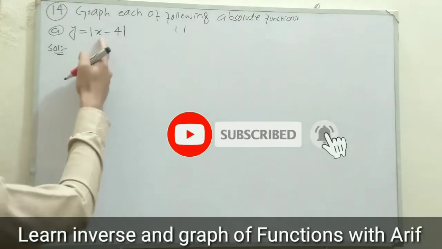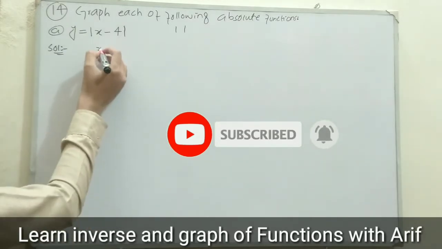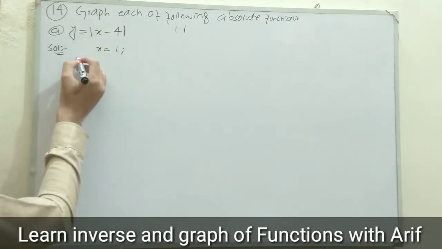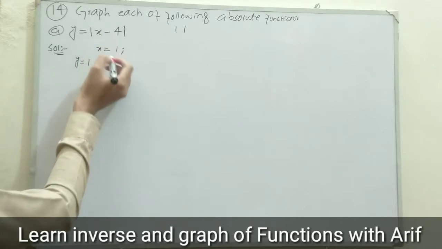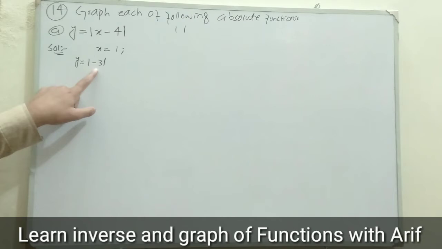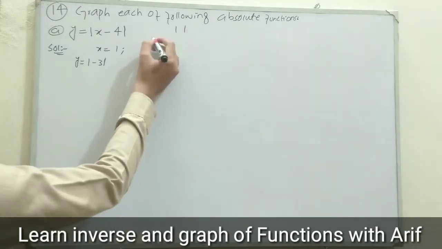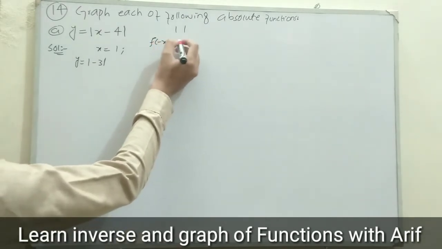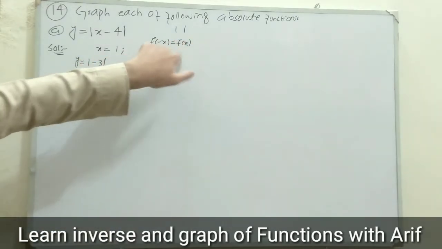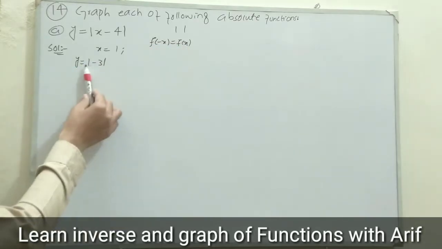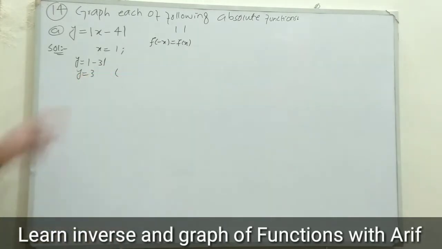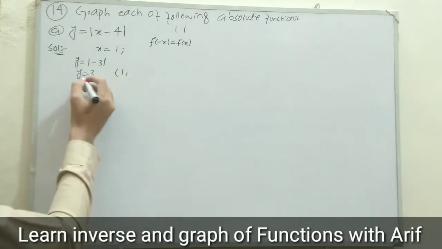Let's assume x is equal to 1. So by putting x is equal to 1 in the equation of this function, it becomes y is equal to the absolute of 1 - 4, which gives us -3. Remember, absolute is an even function. The even function is defined like that: f of -x will be equal to f of x. So it will be equal to the original function because the absolute function is an even function. So y is equal to positive 3. So by putting x is equal to 1, we get y is equal to 3.